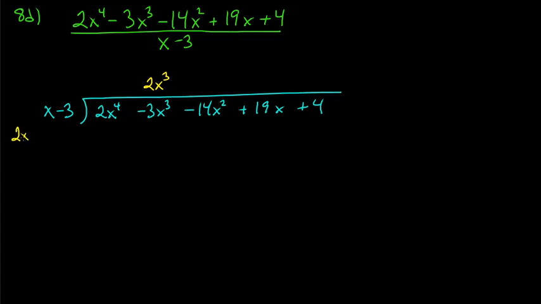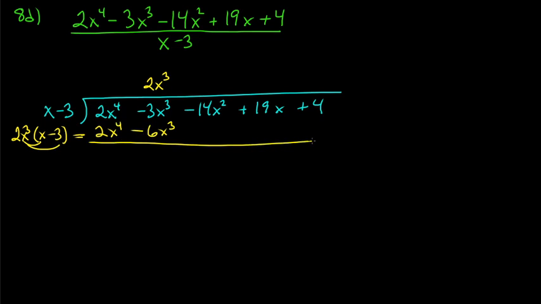Then you multiply the 2x cubed by x minus 3. So when you distribute, you're going to get 2x to the 4 minus 6x to the 3. And then we just subtract, right? Now, the way I've been telling you to do this is to switch the signs and add, right? So make this a negative 2 here and make this a positive 6. Easier to add than subtract.